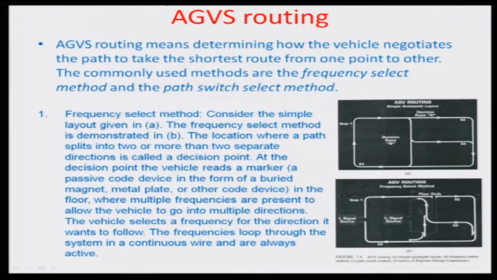Let us look at some of the routing systems. There are two different methods which are used for it. One is called the frequency select method and another is a path switch method. Let us look into both aspects.